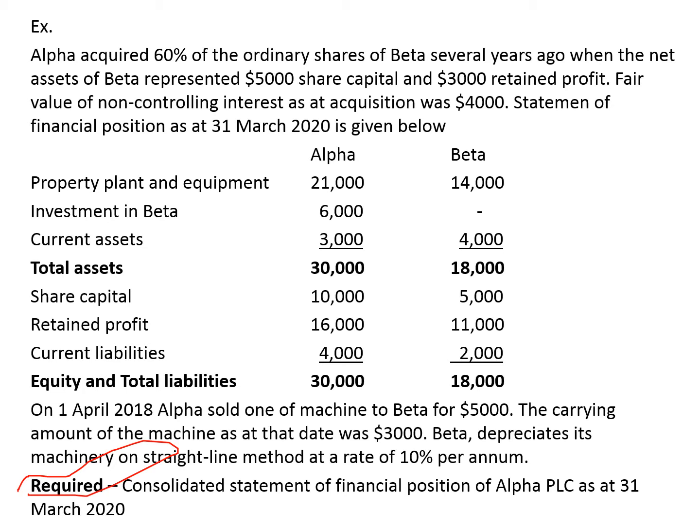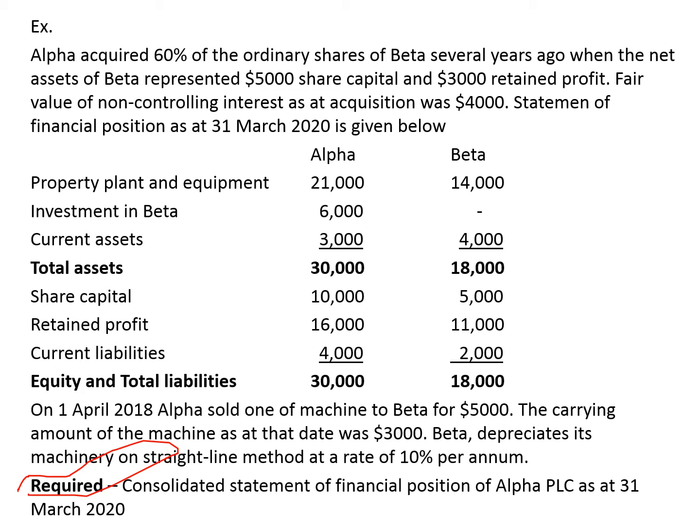Property, plant and equipment of Alpha is 21,000 and for Beta is 14,000. Investment in Beta 6,000. So that is the parent company. In the parent company's statement of financial position, you should have investment in subsidiary because parent company has invested in subsidiary company called Beta company to acquire the control interest. So we have invested $6,000.